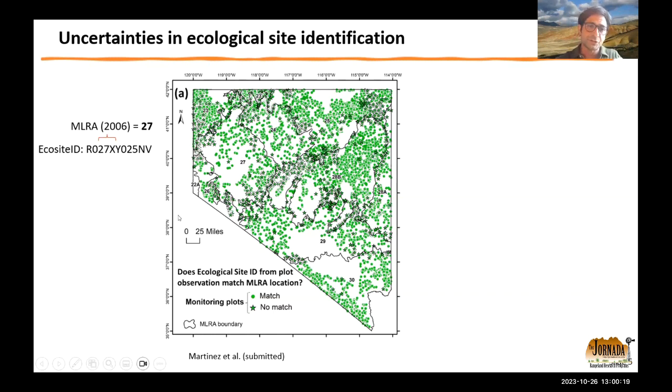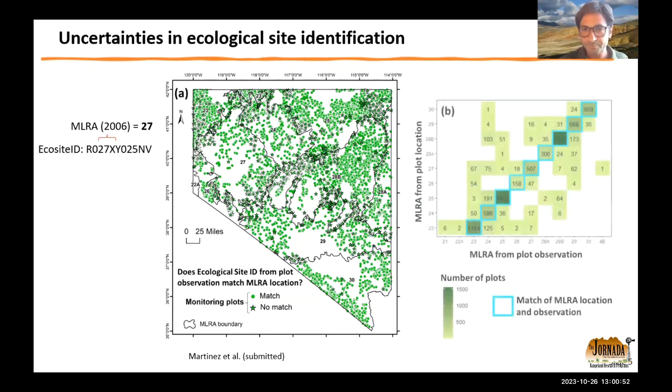So based on this information of MLRA from location and observation, I plot these AIM plots, and the plots indicated with a star are where we don't have a match between location and observation. And it is interesting because most of these AIM plots are located predominantly in boundaries between MLRAs. So it brings back the idea that maybe these ecosystems have a more gradual transition, not a straight line like the map is showing.